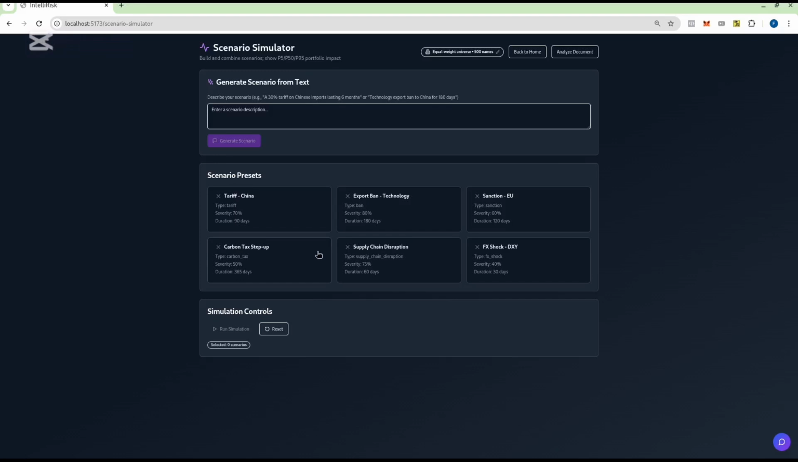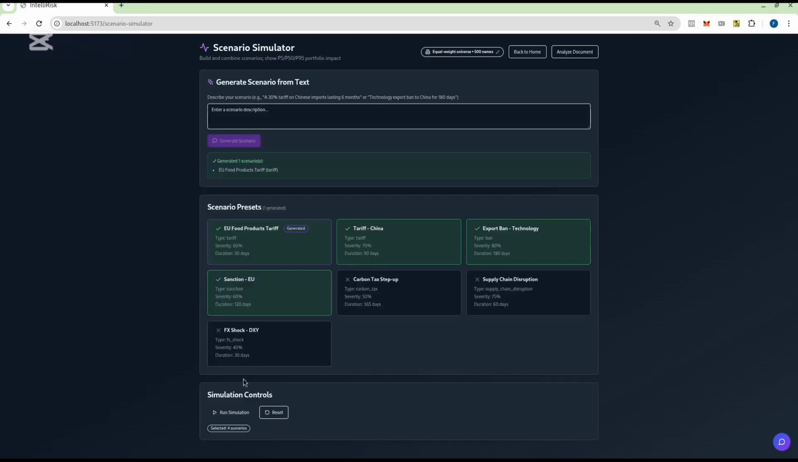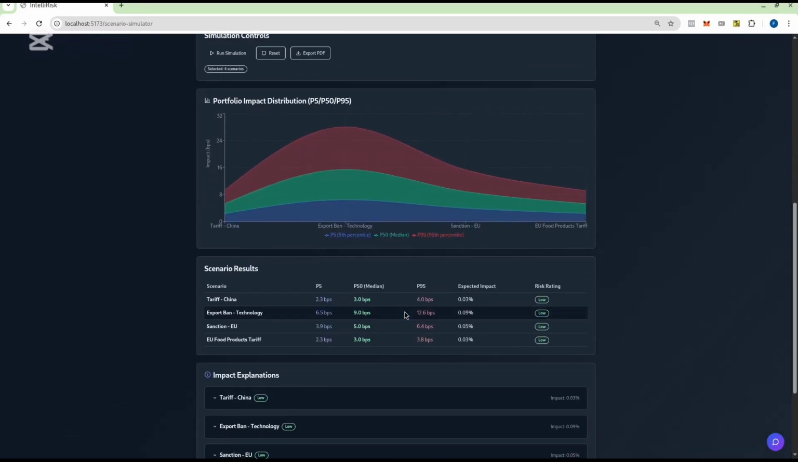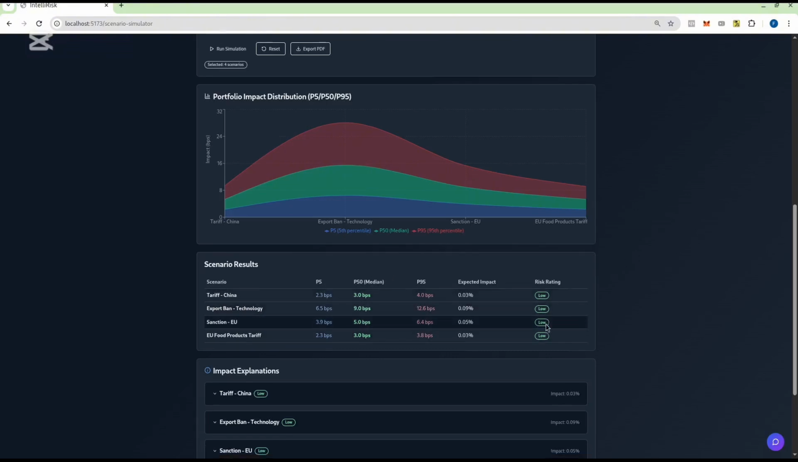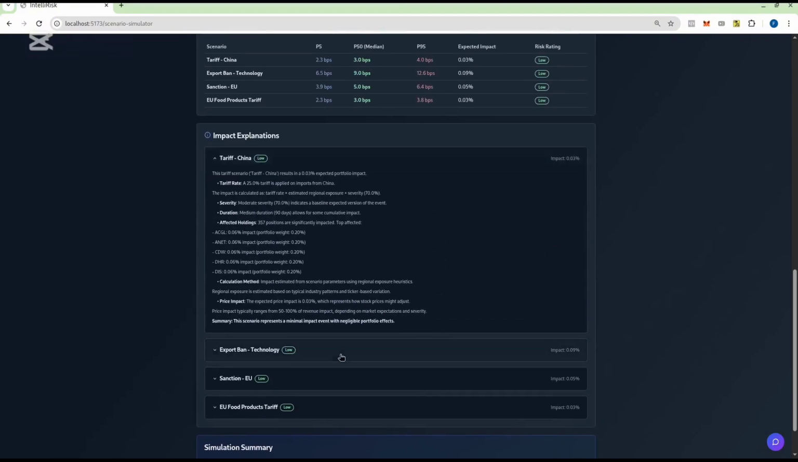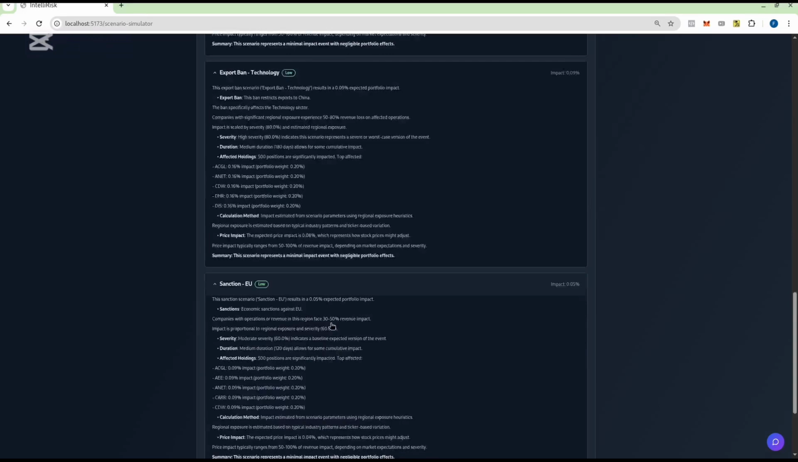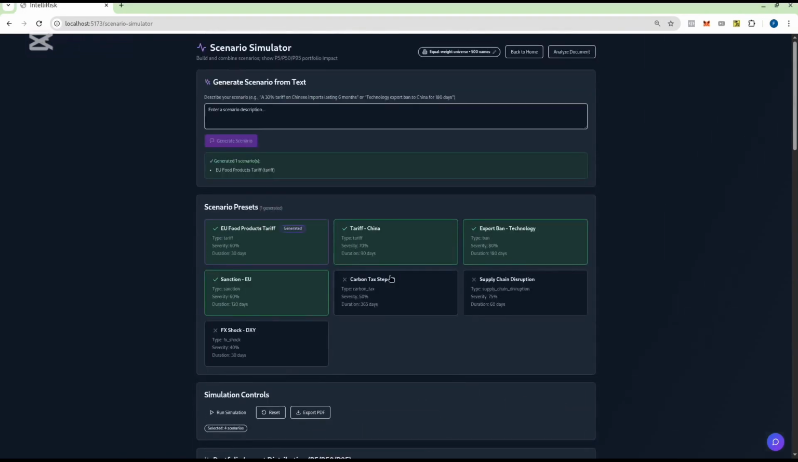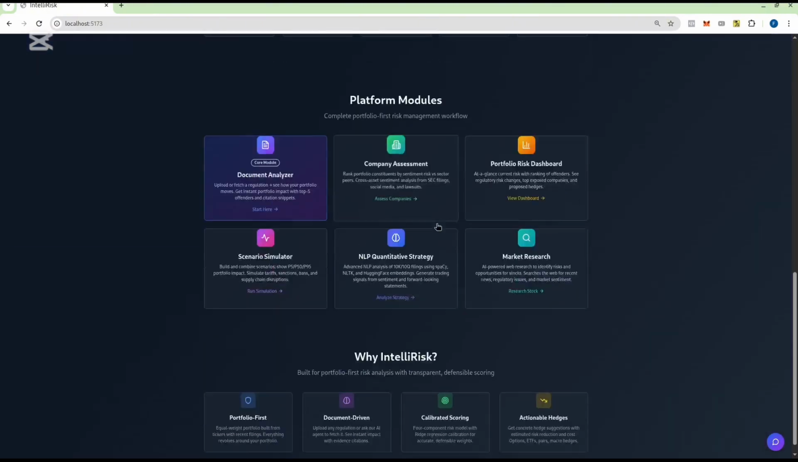We also have a scenario simulator. The goal here is to input any possible scenario. I can also write my own, like a tax on all food products in Europe for a month. So here we input possible scenarios and we see how each can affect our portfolio and by how much. So you have the analysis here. We also have the explanation for each possible scenario. You can pause and read in more detail, but basically generate scenarios and compare each to each other.